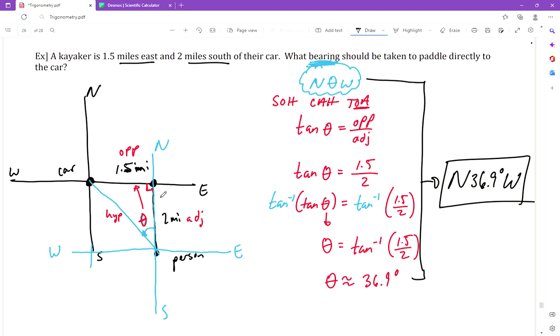Okay, so that's how we can work with these. Remember, if you ever have to find an angle, you have to do an inverse trig function.